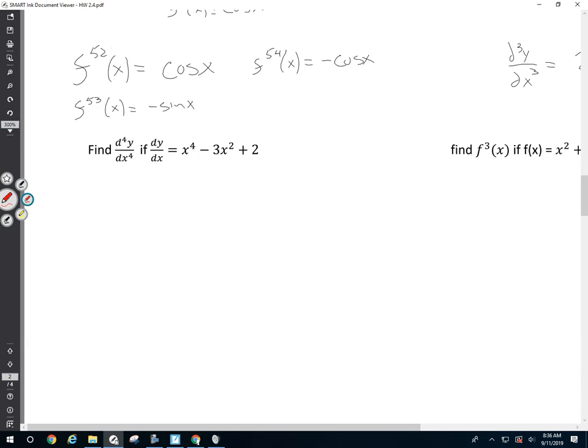Okay, same deal. This is the fourth derivative, but you're already given the first derivative. So I just need to take the derivative three more times. So here's the second derivative. Here's the third derivative. And here's the fourth derivative.